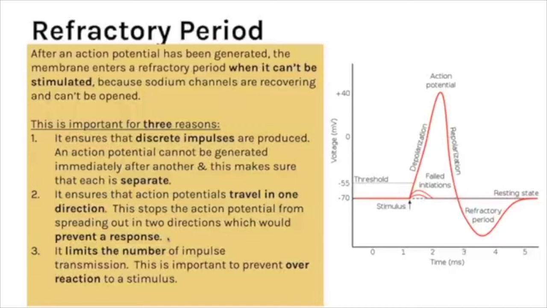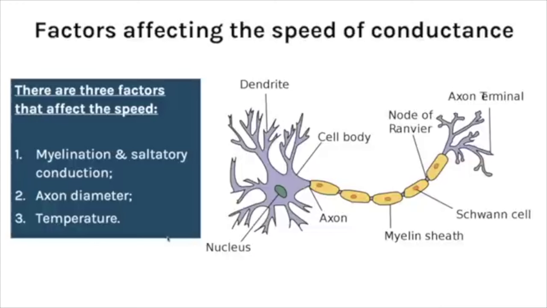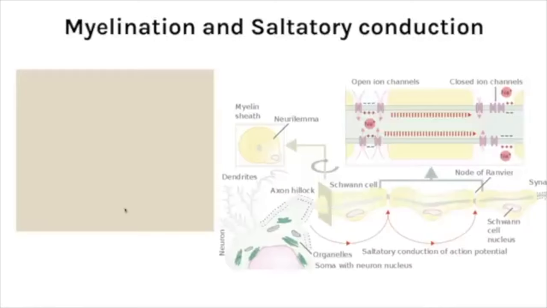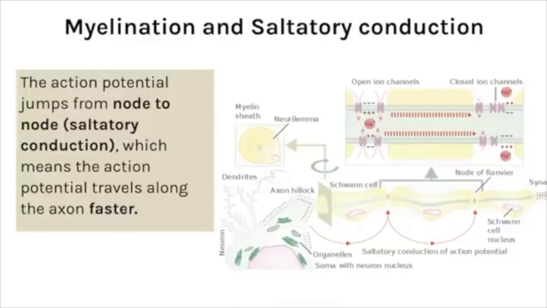Now, the factors that will affect the speed of conduction are myelination and saltatory conduction, the axon diameter, and temperature. So the first one was myelination, and that results in saltatory conduction.